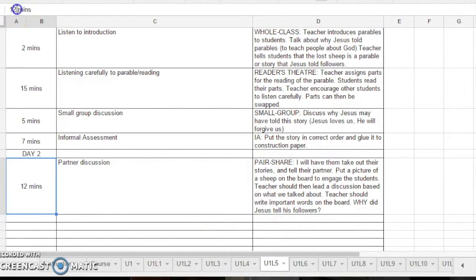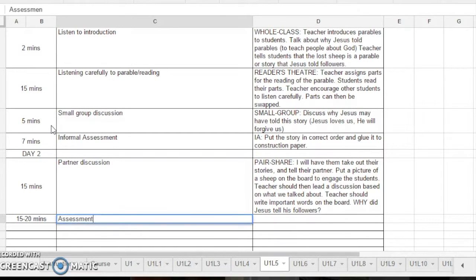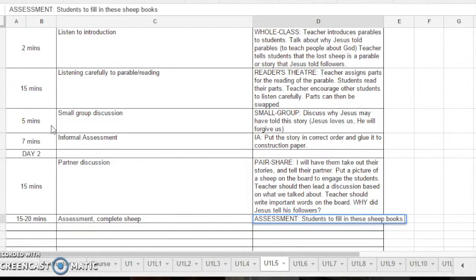After this, make this 15. I want to give them their assessment. So I'm also going to do this for 15. I'm going to say 15 to 20 minutes. I'm going to have blank sheep books, where they flip up. This is a visual aid and also a flip book for them. And what I want students to do is fill in these sheep books, writing or summarizing the points of the parable. And then on the top and the inside, write what this parable taught us.